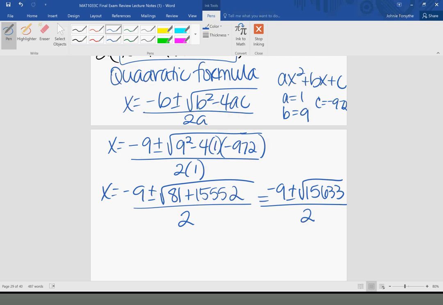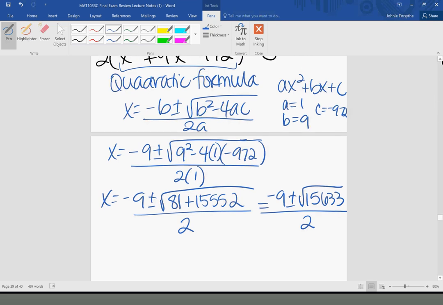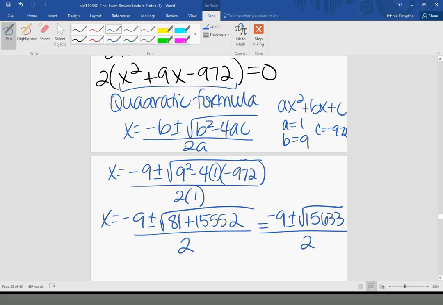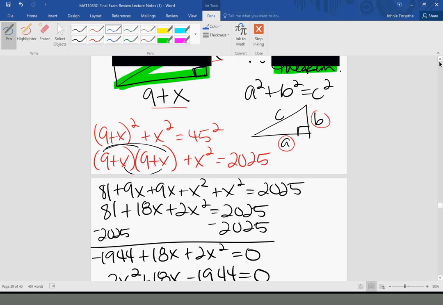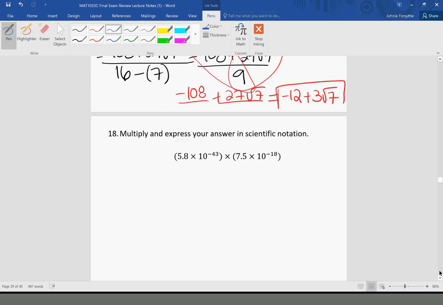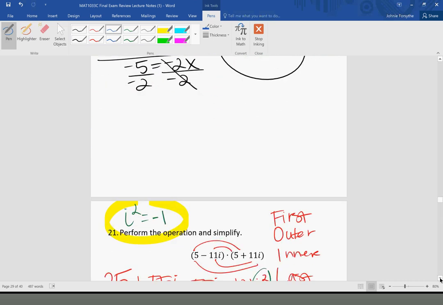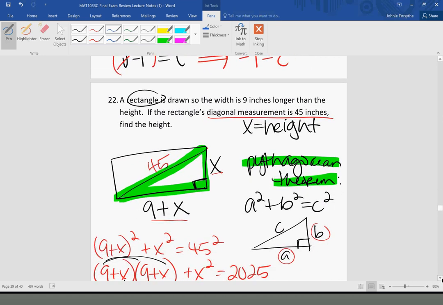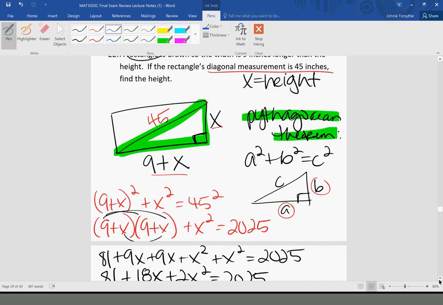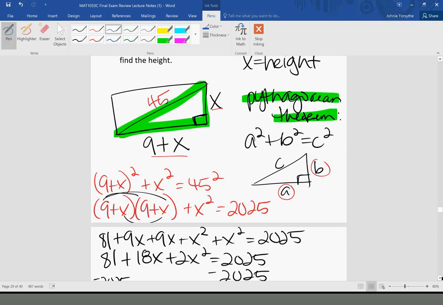Something is weird with this. I'm doing something off. Let me check my work. Something is off with what I'm doing. What's happening? Hold on 1 second. I think something is weird with my work. Let me check my work really quick here.